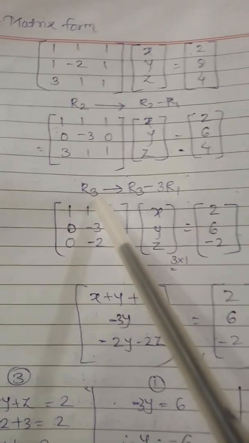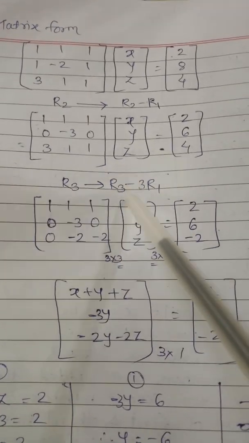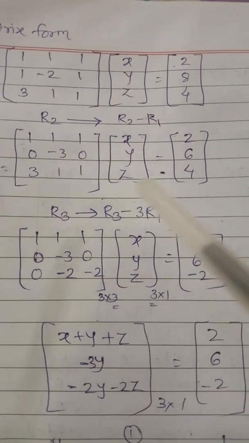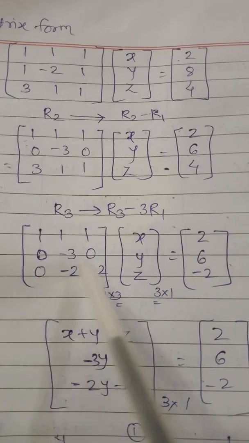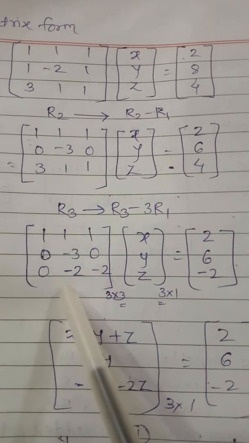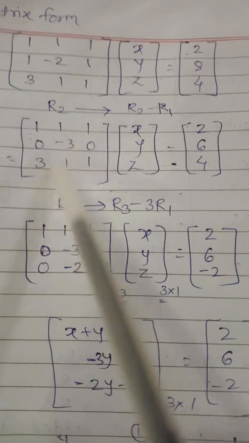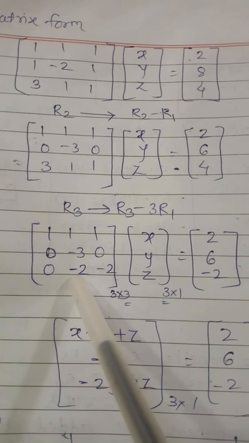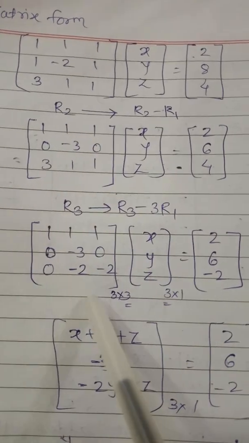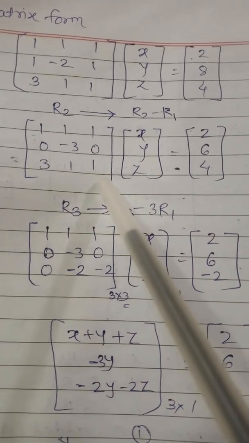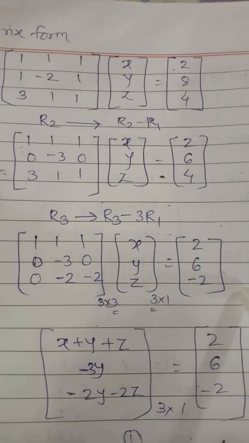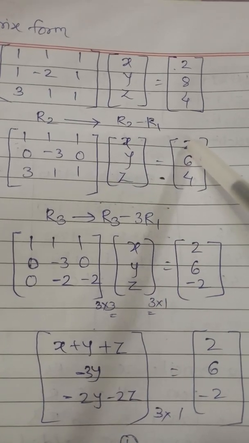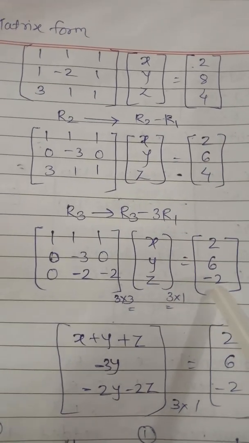Now the second operation, that is on R3. Now we have to make a change in R3: R3 minus 3 R1. So R1 and R2 we write down as they are. Now R3 minus 3 R1. So 3 minus 3 of 1, that is 3 minus 3 is 0. Next 1 minus 3, so we get minus 2. Here 1 minus 3, again we get minus 2. Here also, 4 minus 3 of 2, 3 2s are 6, so 4 minus 6, we get minus 2.